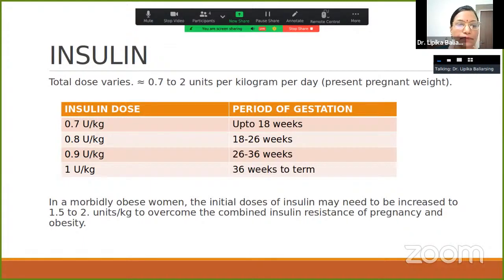In a morbidly obese woman, the initial doses of insulin may need to be increased to 1.5 to 2 units per kg to overcome the combined insulin resistance of pregnancy and obesity. So both factors are combined, and there we can go up to 2 units also. But the adequacy of glucose control becomes very important in an obese patient.